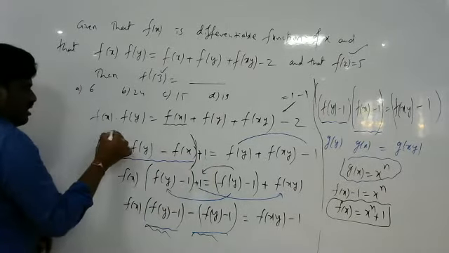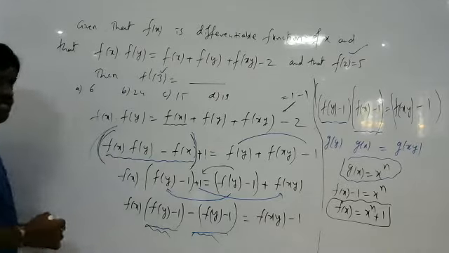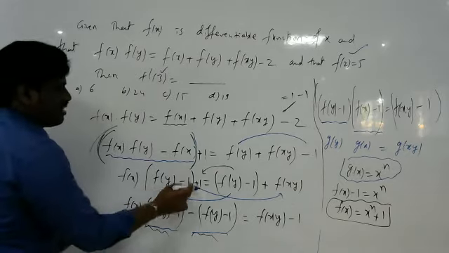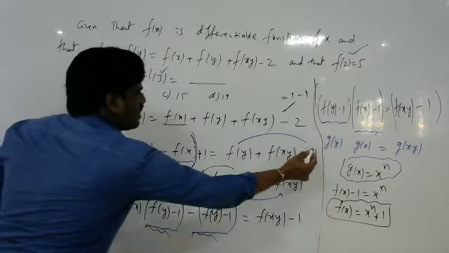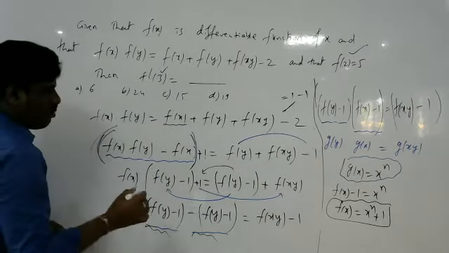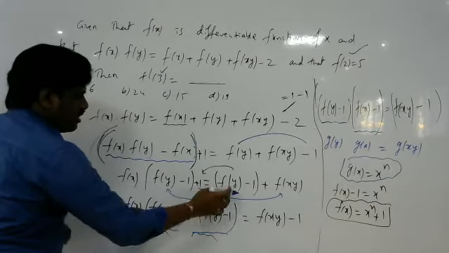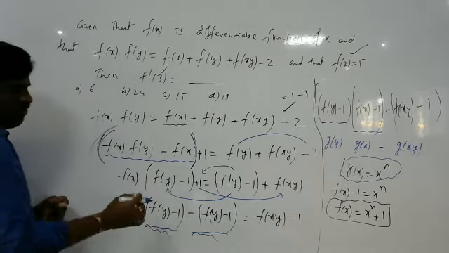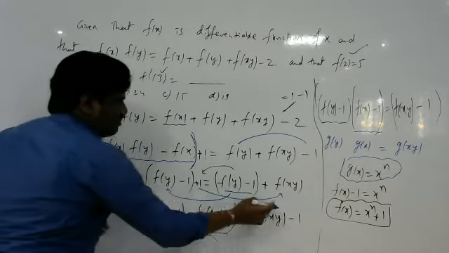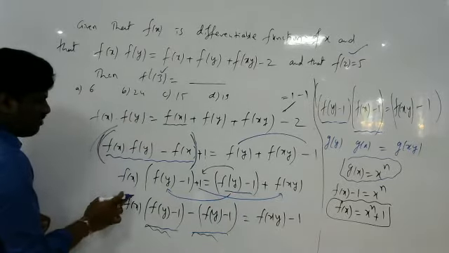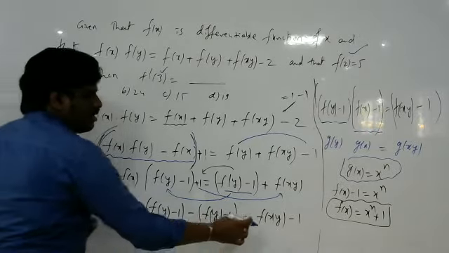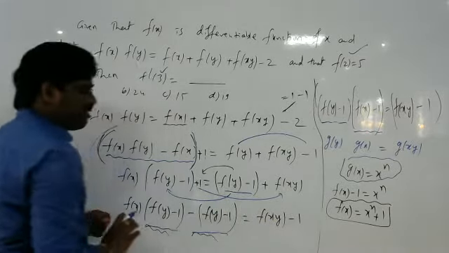Now in this bracket, f(x) can be taken common. So if I take f(x) common, I get f(y) minus 1 plus 1 is equal to this minus 1, f(y) minus 1 plus f(x). Now I send this f(y) minus 1 to this side and plus 1 to this side. So I got f(x) into f(y) minus 1, minus this whole thing, is equal to f(xy) plus 1, sending this side with a minus.